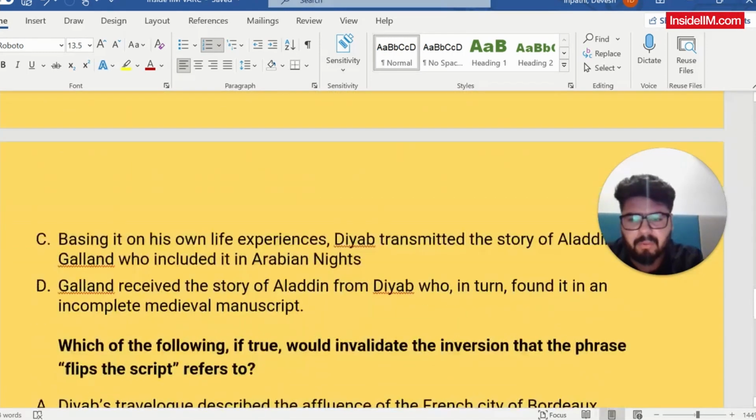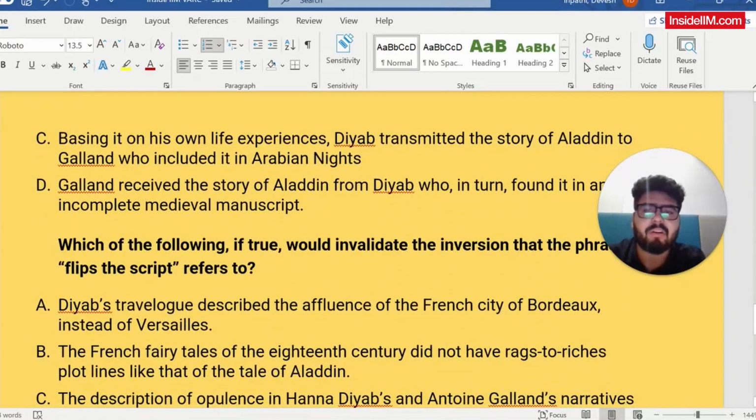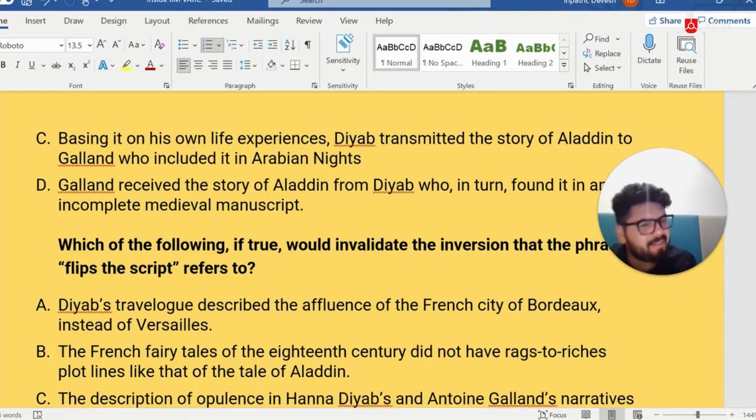Now let us go to option C. Basing it on his own life, Diab transmitted the story of Aladdin to Galland, who included it in Arabian Nights. Fabulous. Everything the author is explaining in the passage has been presented to you in a lucid format, in plain, subtle words without using extreme words. This is the option I would definitely like to mark in the first go. But I'll wait and see what the fourth option is.